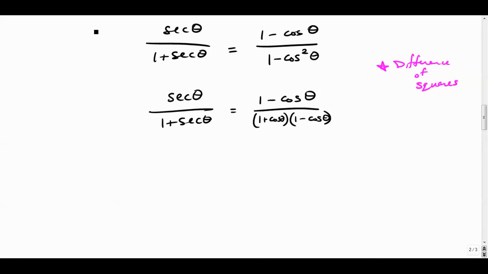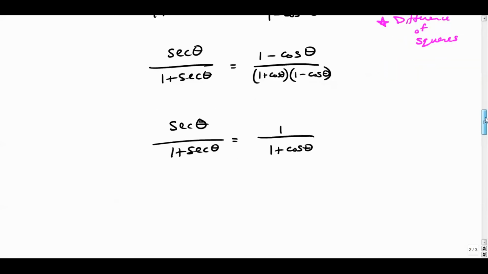Now the reason I did that, of course, is because now I have a really nice cancellation. So I have a cancellation of 1 minus cosine and 1 minus cosine. They're going to cancel out, leaving me with just 1 plus cosine in the denominator. And that's where I'm going to leave that for now. I'm going to start working on the left-hand side and see if I can't get the left-hand side to be that exact thing.